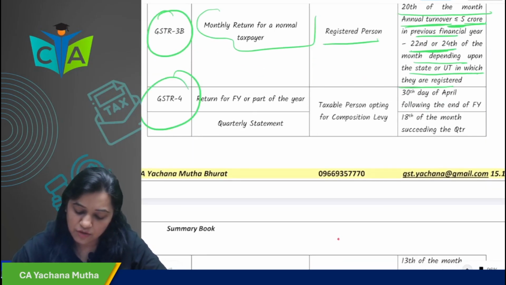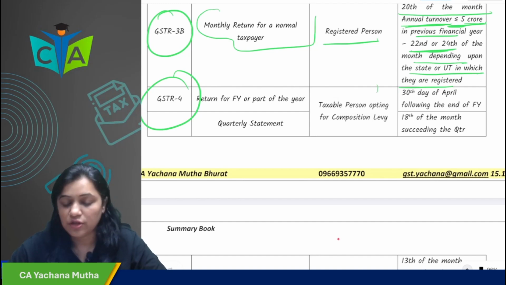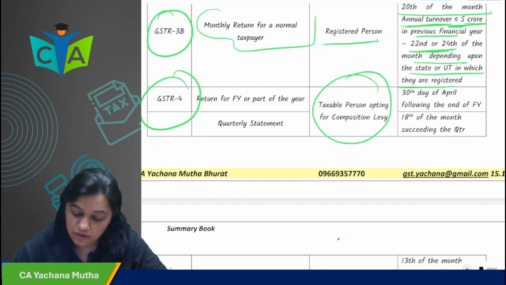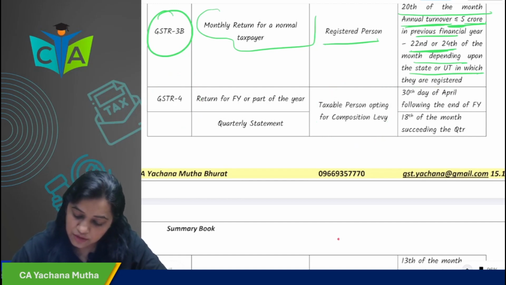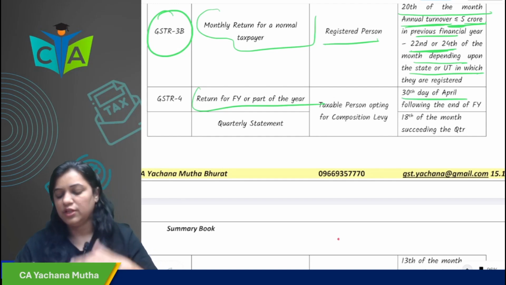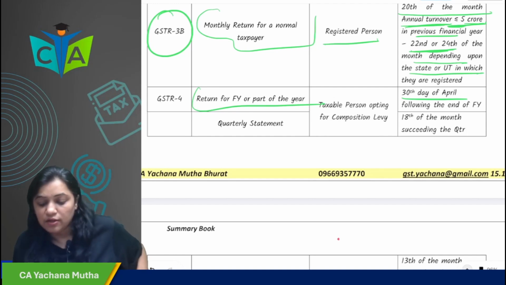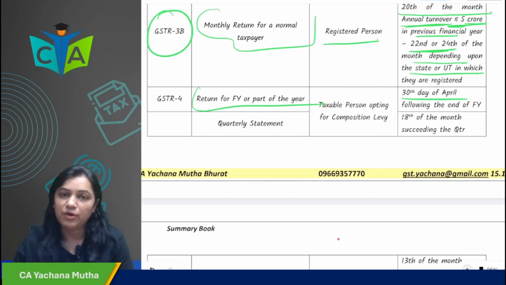Then GSTR4, you remember, is the return for the taxable person opting for the composition levy. It is a return either for the financial year or part of the year. You have to file the return after the end of the year on 30th April. Like for 24-25, you will file it by 30th April 25.